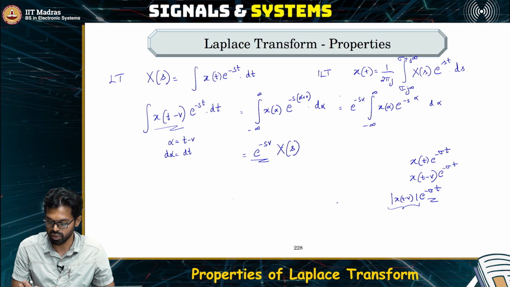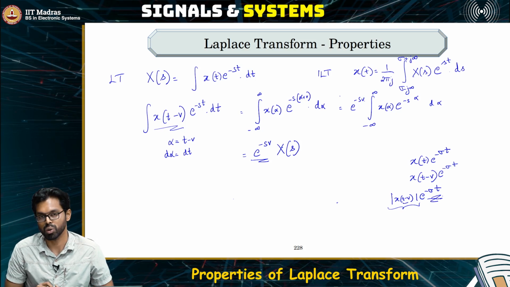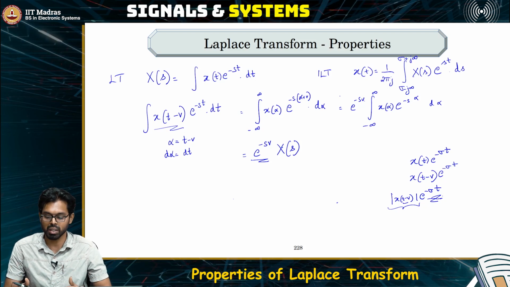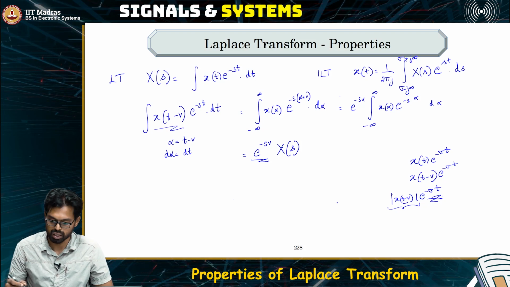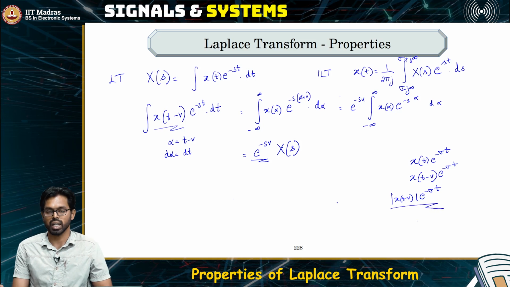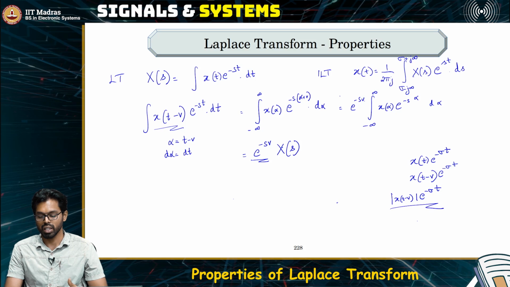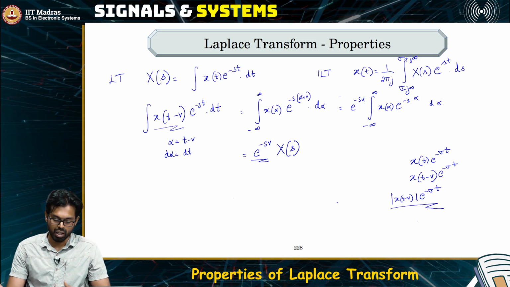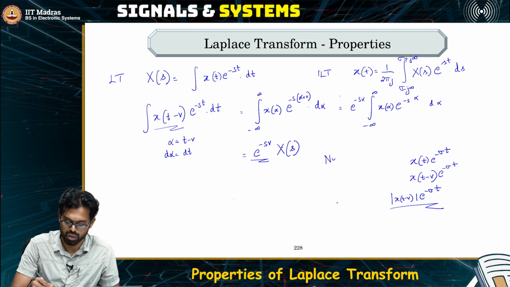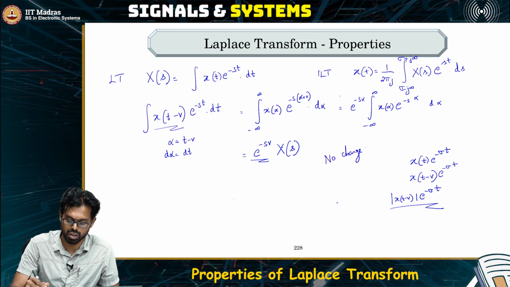So because of which the values of time that we are concerned about here is still either right sided or left sided, or it remains the same side. So the side does not change and the area also does not change. For this reason, shifting in time does not change the absolute integrability of the signal, and hence the ROC remains the same. There is no change in ROC. So no change in ROC.